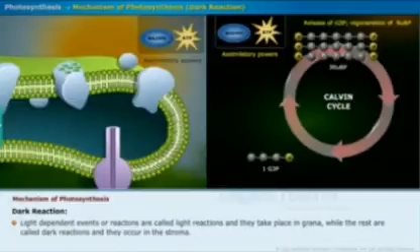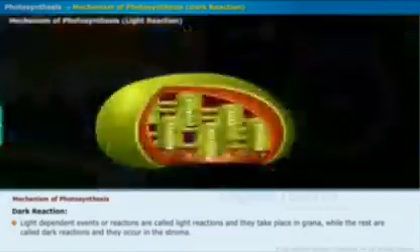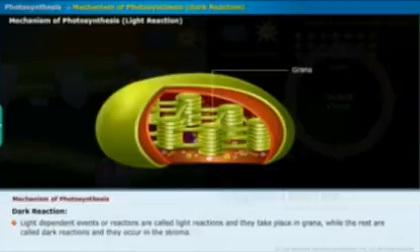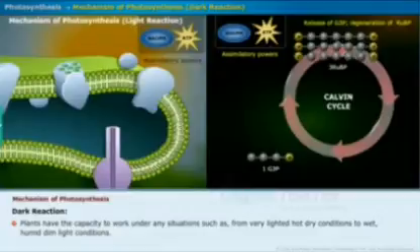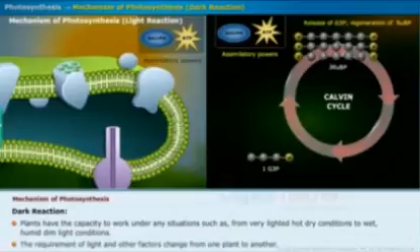Light-dependent events are called light reaction and they take place in grana, while the rest are called dark reaction and they occur in stroma, the fluid which fills the inside. Plants have the capacity to work under any situation, from very lighted hot dry conditions to wet humid dim light conditions also. The requirement of light and other factors changes from one plant to another.